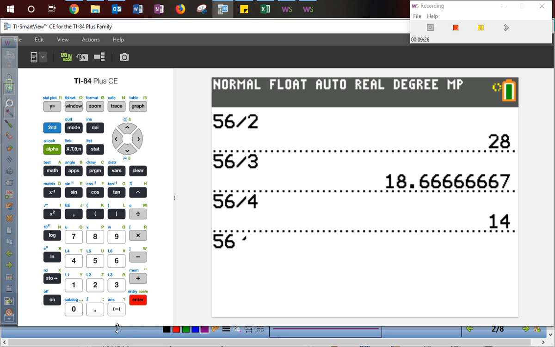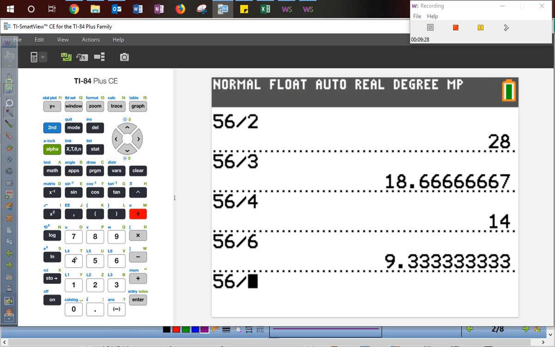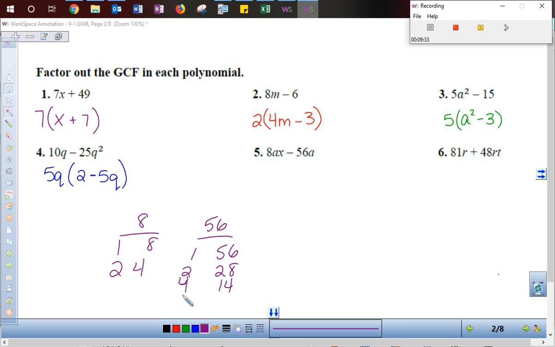56 divided by 6 doesn't work. 56 divided by 7 does work. 7 goes in there 8 times. So the biggest factor that they have in common is 8. So I can factor out an 8.